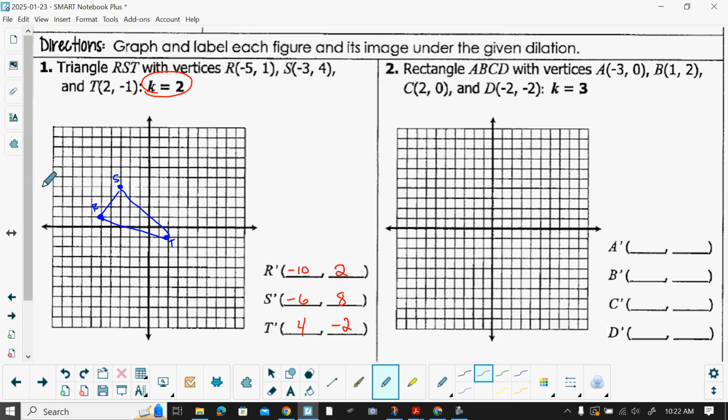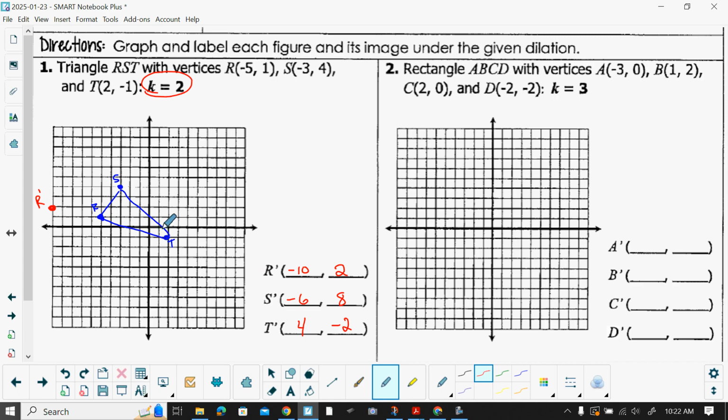So now we're going to plot these points. R, negative 10, 2, so we're going back 10. So that was 5, 6, 7, 8, 9, 10, up 2. There's my new point R. Now to show that it's a different one, you don't have to use a different pen. What you can do instead, and this is what you're going to do on the test, is show the new one by putting a little apostrophe here. So the R, we would say this in math, R prime. Okay. The next one, the new S, see the little apostrophe, S prime.